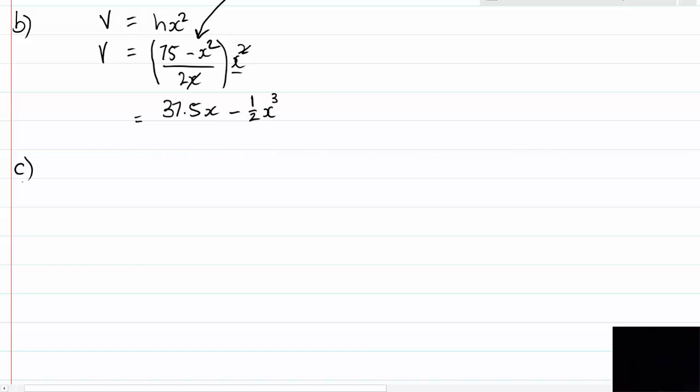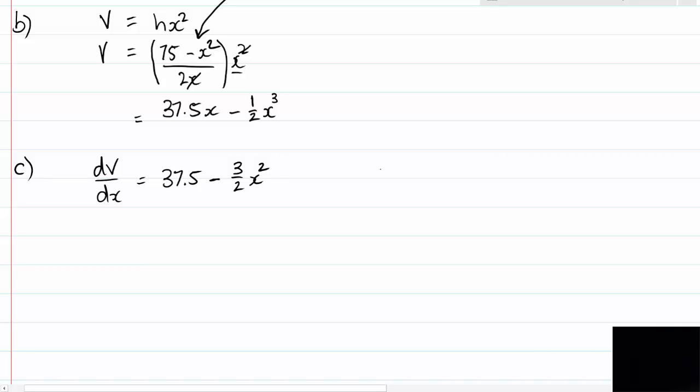Question C asks me to calculate the maximum volume. So to calculate the maximum volume, I need to find a turning point. That's where a maximum will happen. So dv dx is equal to 37.5 minus 3 over 2x squared. It's a bit weird here that I'm using a fraction and a decimal, but it kind of suits my needs, and it doesn't matter too much as long as I'm clear and I'm not rounding, keeping my answer exact.